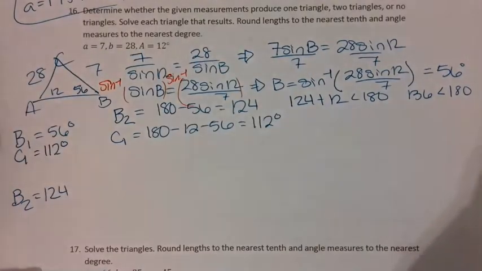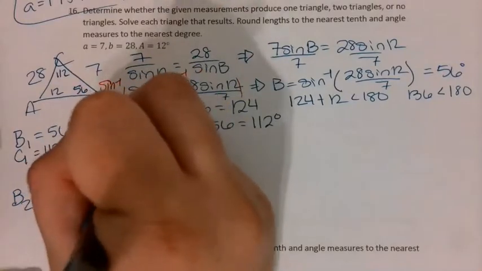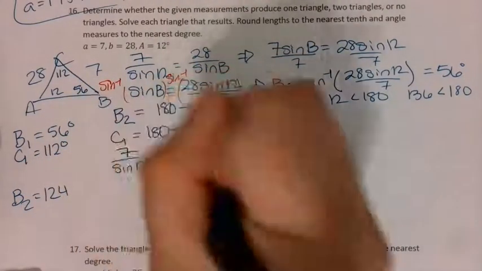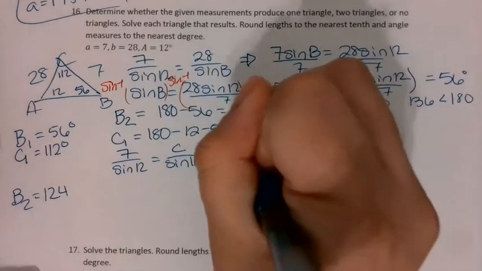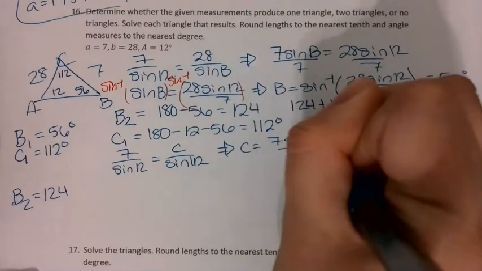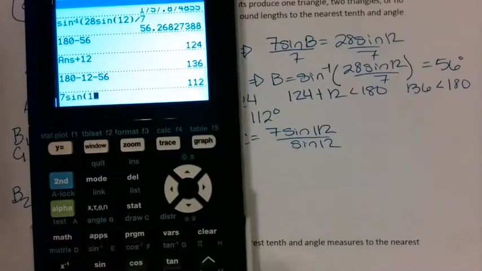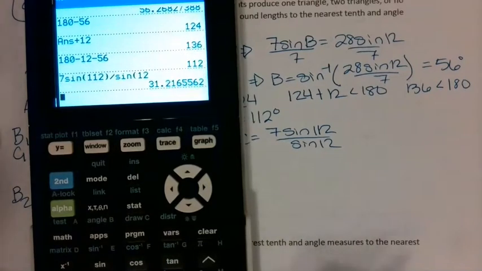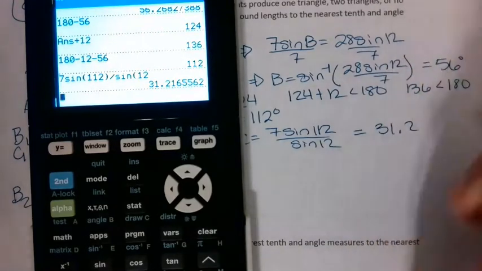Okay. Then I want to use law of sines to find the length. So I'm going to have 7 over sine of 12 equals C over sine of 112. I multiply both sides by sine of 112 to get C alone. And then I want to type that into the calculator. This gives me a side length, so this is 31.2.